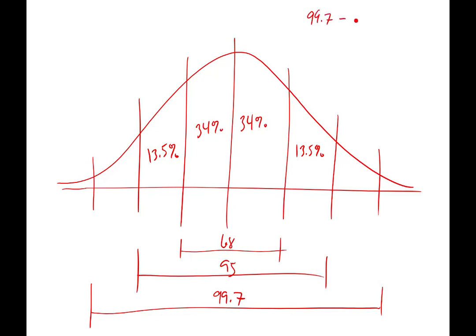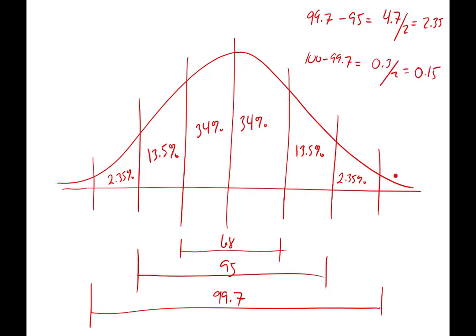You're jumping up to 99.7 from 95. So you need to cover 4.7%, but you need to split it equally on each side. So what's that, 2.35? So this would be 2.35%, and this would be 2.35%. And then what's left for the tails? Not very much, right? There's only 100 minus 99.7% left for the tails, so only 0.3%. And when you cut that in half, there's only going to be 0.15% left for either of the outside tails.